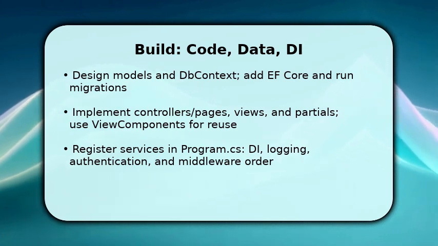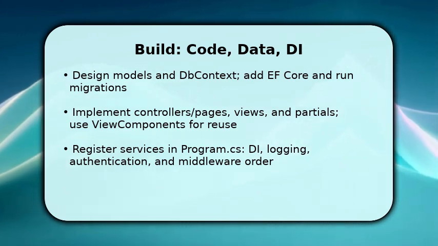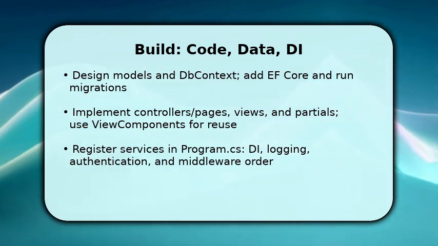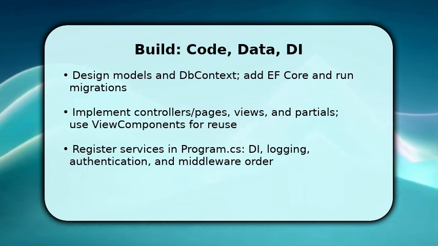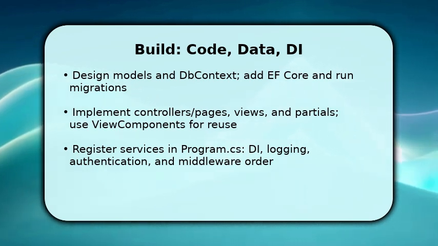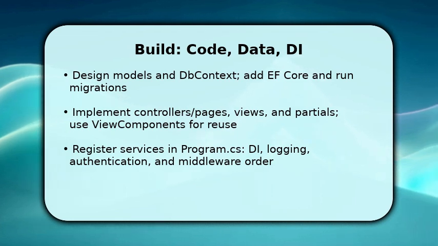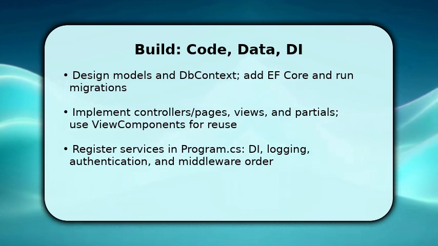Configure dependency injection in Program.cs for services, repositories, and third-party SDKs. Also wire up middleware, static files, routing, authentication, and error handling in the correct order so requests flow predictably through the app. You finish by publishing.